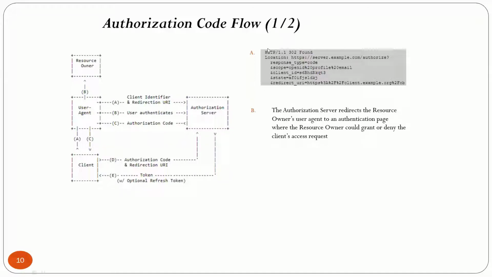Okay, so now we got step 2. What the authorization endpoint does is check if the user is already authenticated, and if it is not, it redirects the resource owner's user agent to an authentication page, where the resource owner, so the user, could grant or deny the request.